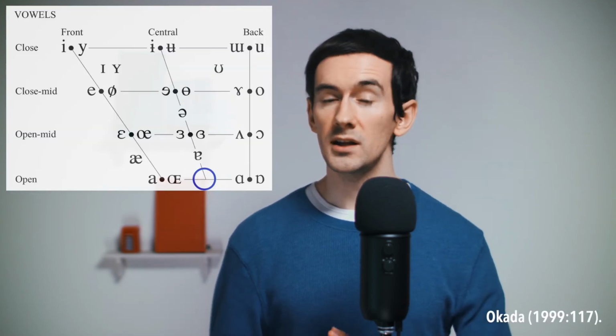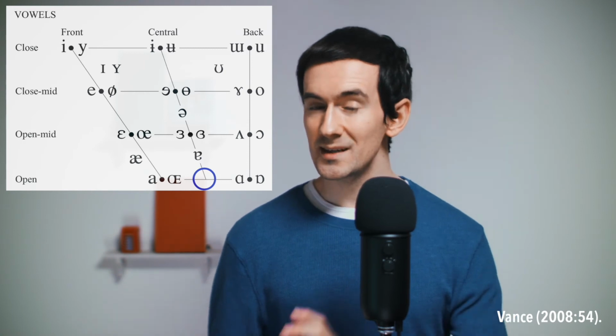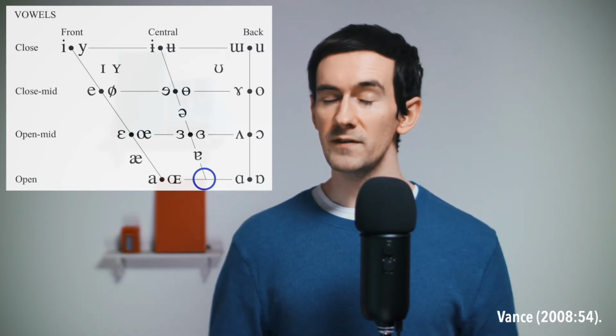According to Okada, A is a central low vowel. Vance describes the vowel in a similar way, noting that the tongue position is slightly more forward than the vowel found in father. I agree with this description and find that the difference between the two is quite noticeable. The Japanese sound is not A, but A.